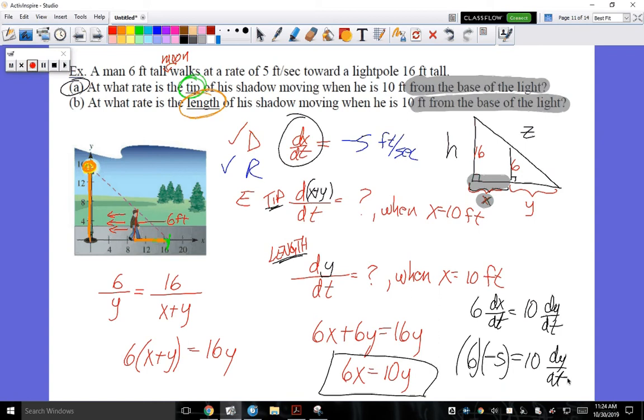So therefore, dy/dt is what? Negative 3. So here we go. dy/dt, which is the length of the shadow, part B, is a negative 3 what? Feet per second. Is it seconds squared? No, because it's not acceleration. Is it feet squared? No, because it's not area.